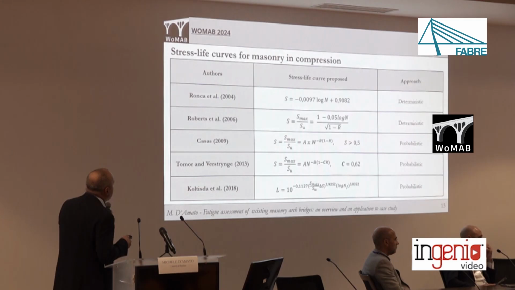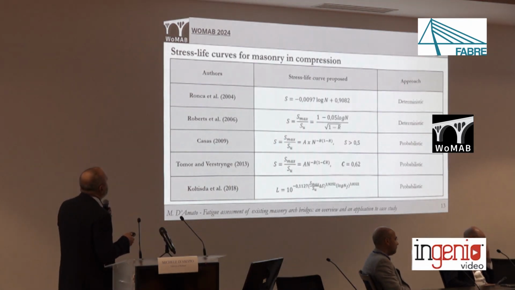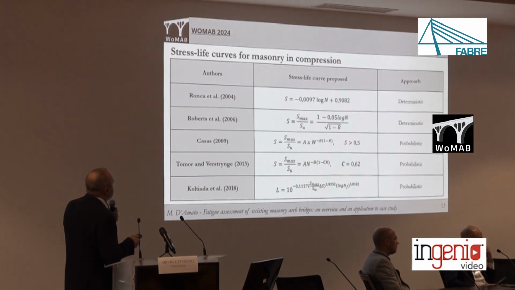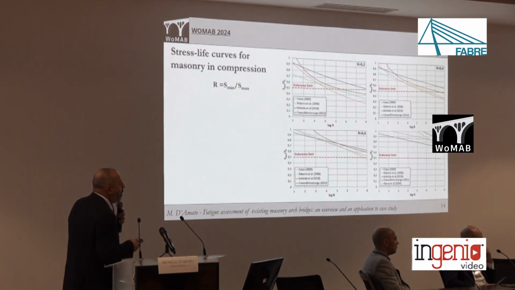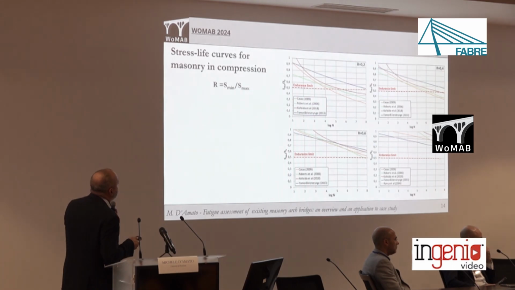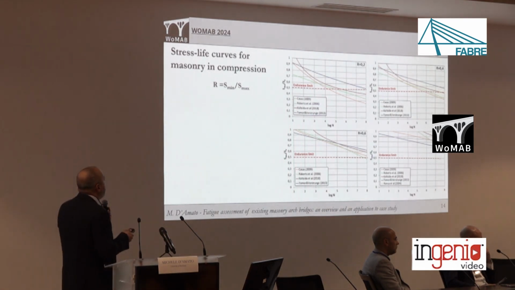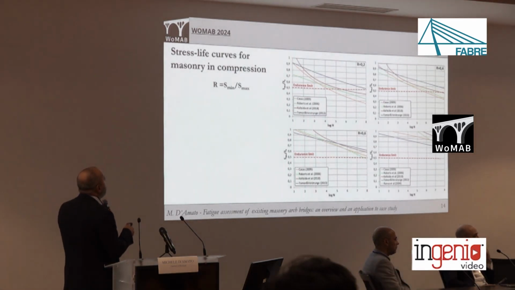Here, just an overview of all stress-life curves considered in this study. The first two are based on a deterministic approach. Instead, the other ones are based on a probabilistic approach. So it's quite interesting to compare all of these stress-life curves. Here the comparison is made in a graph in which on the horizontal axis is reported the number of cycles at failure, and on the vertical axis is reported the ratio between the maximum stress applied over the ultimate stress, for making all of them comparable to each other.